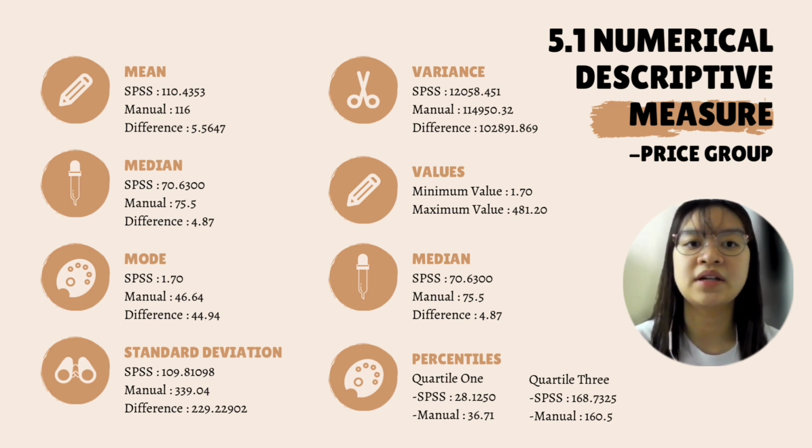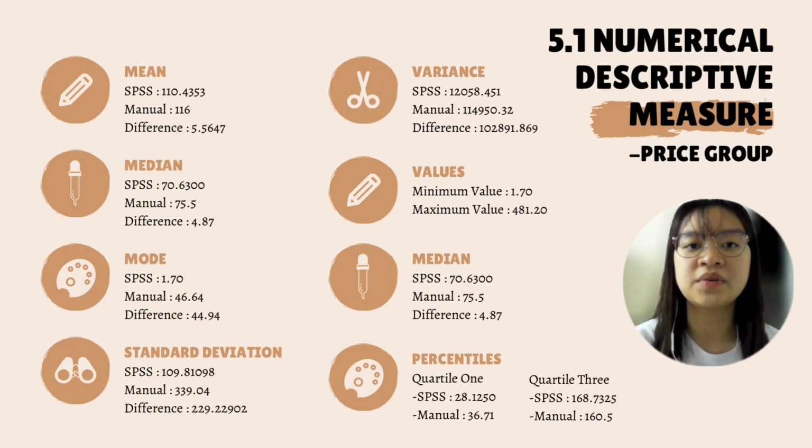The SPSS calculation shows that the standard deviation is 109.81098, and the manual calculation is 339.04. This had shown a big difference of 229.22902. Other than that, the variance on the SPSS system is 12058.451, which is 102,891.869 different from the manual calculation.